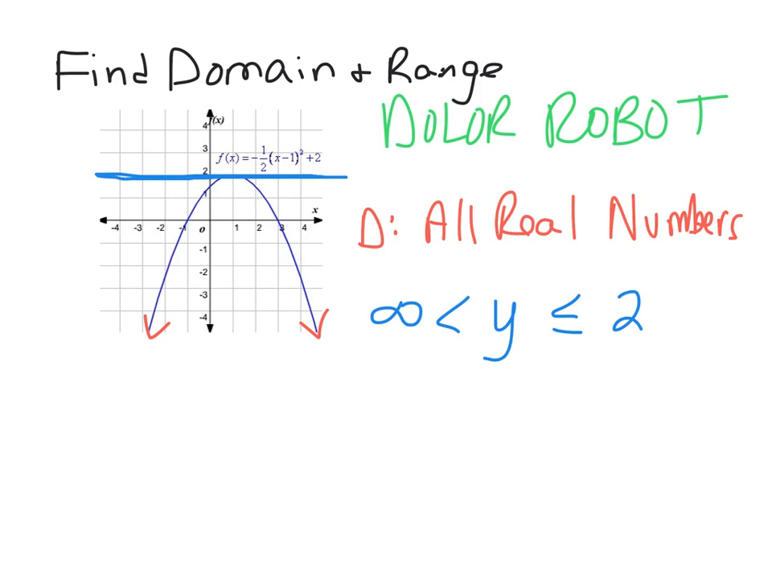Just know on tests they don't use infinity pretty much. So we can just cover this up. If we just cover this part up right here, I can see that my answer is y is less than or equal to 2. And that's my answer. So I'm just going to write it: range is y is less than or equal to 2.